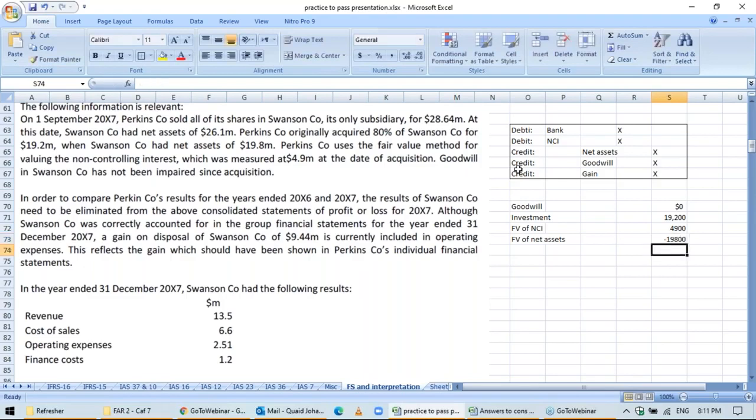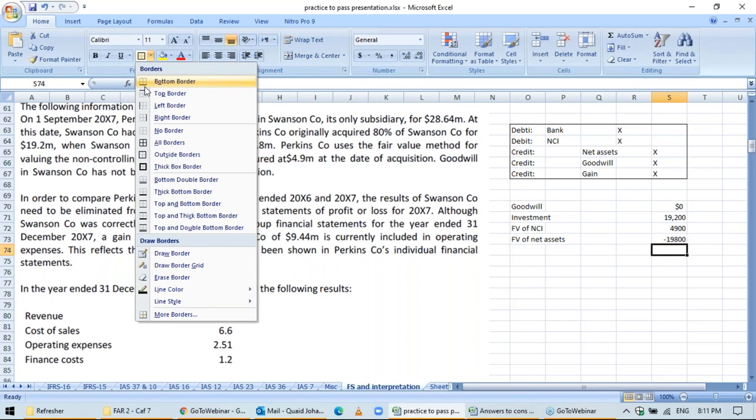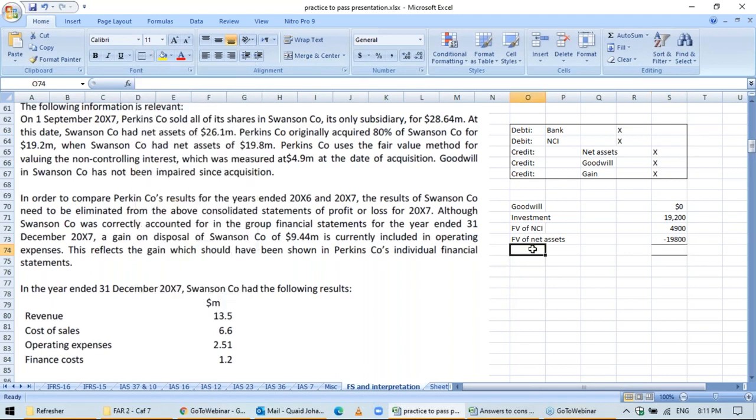So this gives me the goodwill. What is goodwill? Goodwill is the excess investment over the fair value of the net assets. Net assets are 19,800, but the investment is greater than it by how much? It is greater by 4,300. So that's the goodwill.